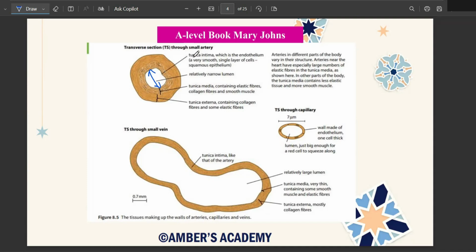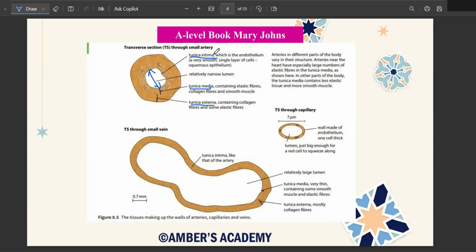So a small artery has this internal layer, known as tunica intima. The innermost layer of the artery is known as tunica intima. Then the middle layer of the artery is known as tunica media, and the outermost layer of the artery is known as tunica externa. So intima, media, and externa are the three layers of the artery, and you now need to remember their composition as well.